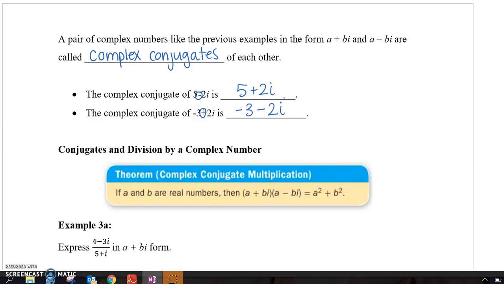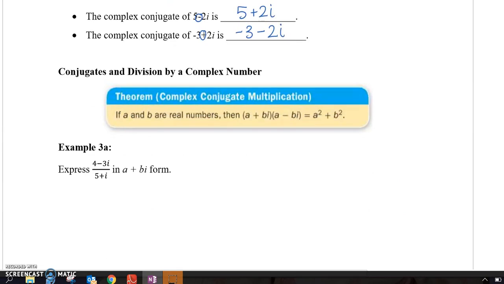And here's a theorem, complex conjugate multiplication. Again, I don't care if you know what the name is, but a plus bi times a minus bi always turns out to be a squared plus b squared. And I'll show you in these examples, but in general, you can just assume that too.